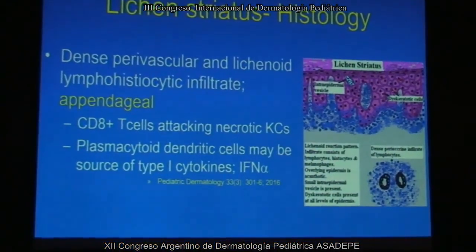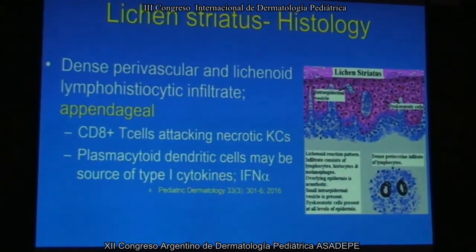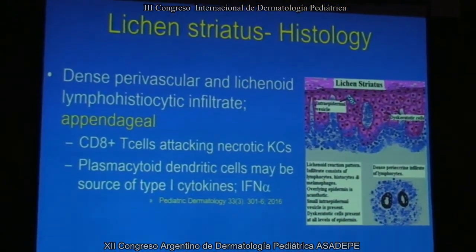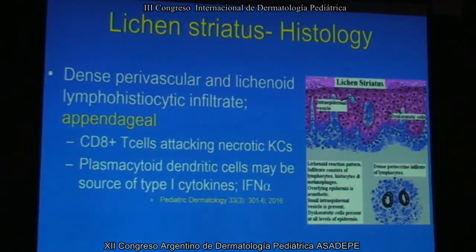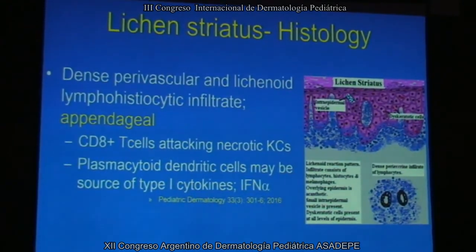The histology findings of lichen striatus again show a lichenoid infiltrate. One of the key features that is commonly reported or discussed with lichen striatus is that the lichenoid infiltrate is often appendigeal, such as in this diagram where the infiltrate is around the eccrine glands.